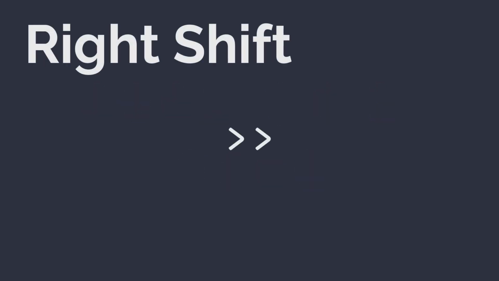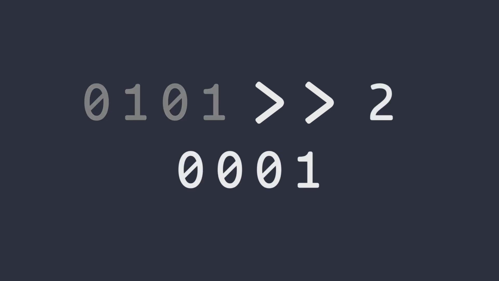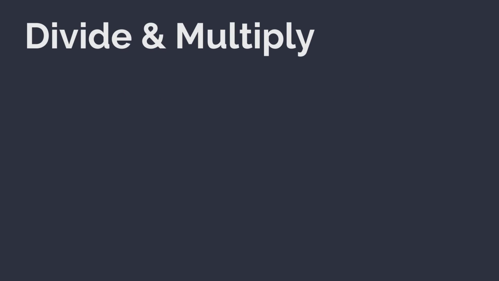As you may expect, right shift will move the bits of the value to the right by a specified amount, and any bits will also fall off to the right. So shifting 0101 to the right by 2 will result in 0001. Shift operations can be an extremely efficient way to multiply or divide by powers of 2. Left shifting by 1 will multiply by 2, and right shifting by 1 will divide by 2.